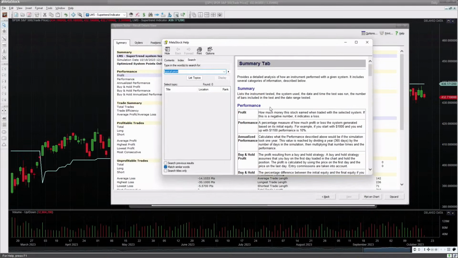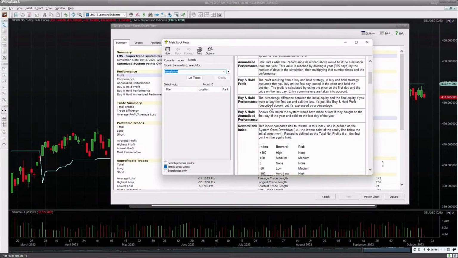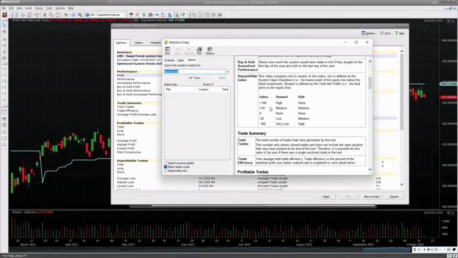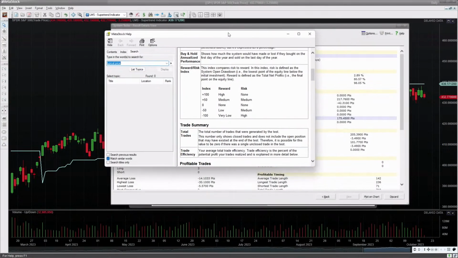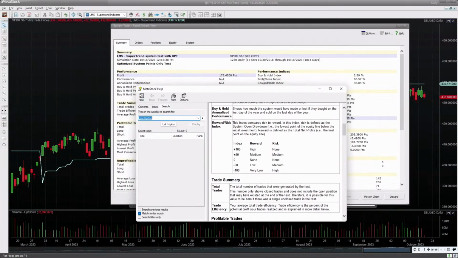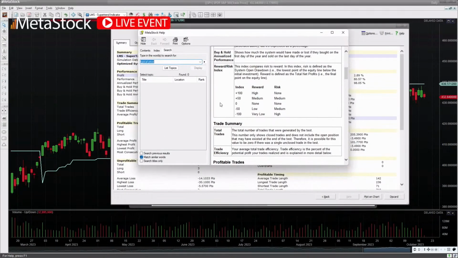But the help inside the program is actually really well done. And this can be a great learning tool for you, to say the least. But this field right here, which again, you see right there, is called the reward to risk index. And this is the field right here. This is the explanation. So this index compares the risk to reward. In this index, risk is defined as the system open drawdown, meaning the lowest point of the equity line below the initial investment, meaning how far did it go down when you started off with square one, how far did it go down? And then the reward is defined as the total net profits, which is the final point on the equity line.